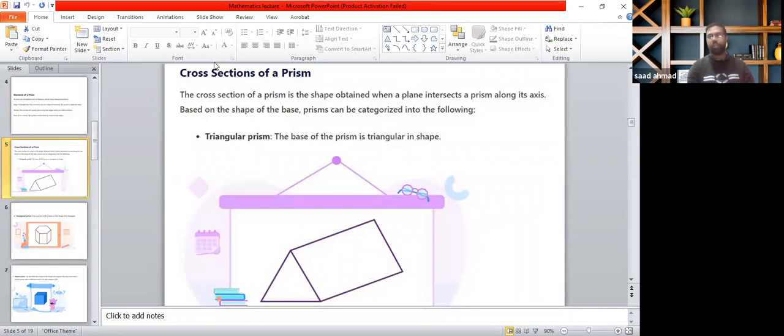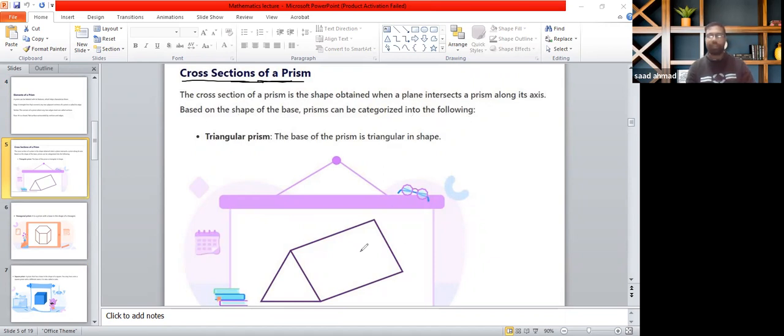Okay, now the next thing is the cross section of a prism. The cross section of a prism is the shape obtained when a plane intersects a prism along its axis. Based on the shape of the base, prisms can be categorized into the following.